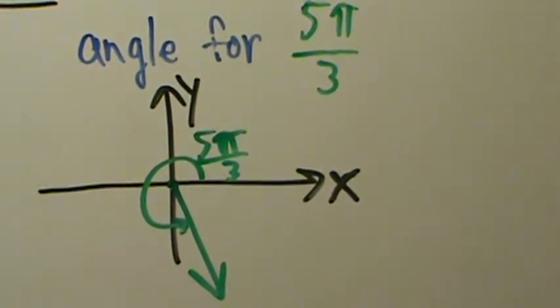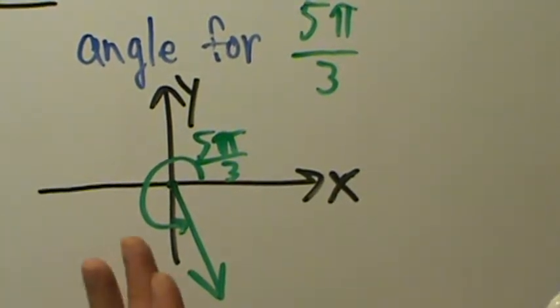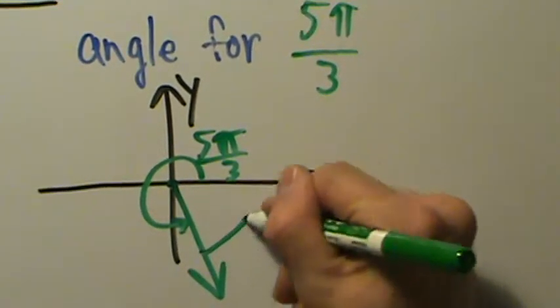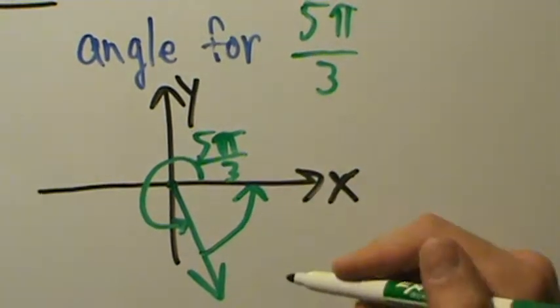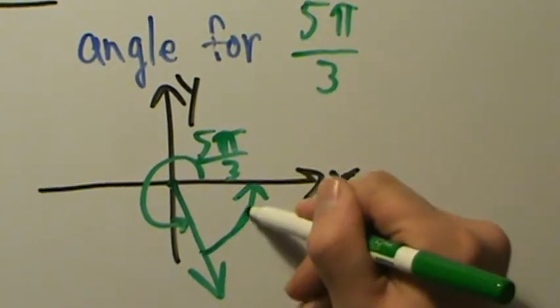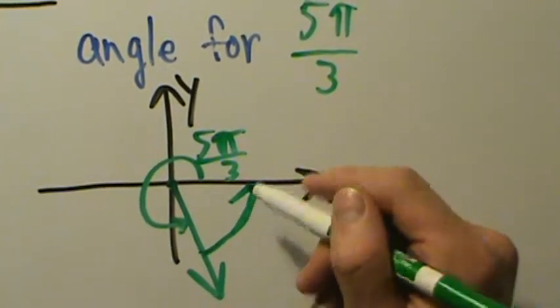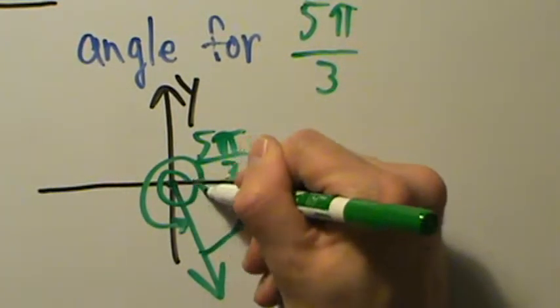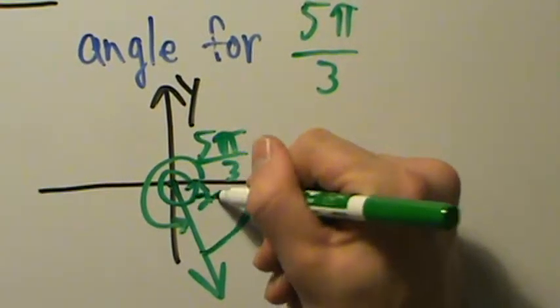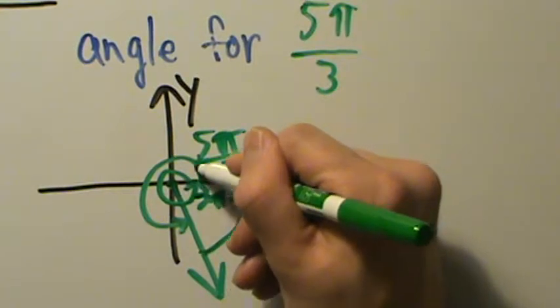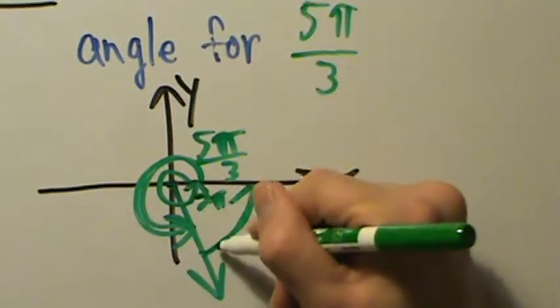Now, remember, the reference angle is the acute angle between the x-axis and the terminal side of the given angle. So that's going to be this guy right here. That's the only possibility. So what is this angle? Well, if we go all the way around full circle, that's 2 pi radians. Subtract off what we don't want, which is this guy, and then we'll be left with what we do want.